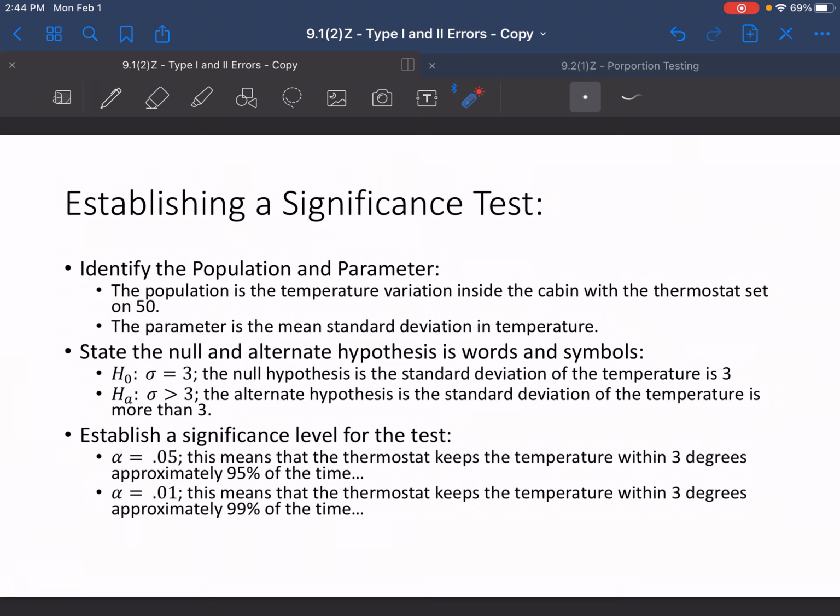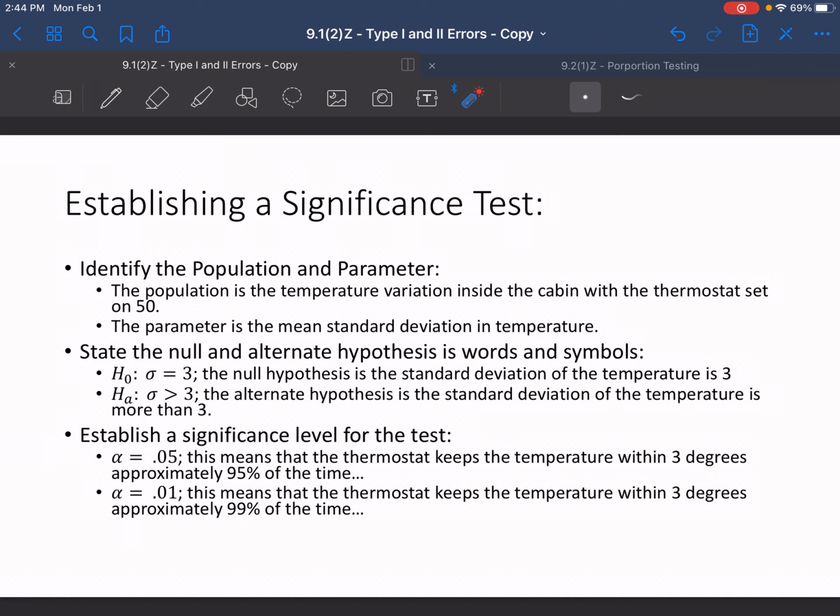If we were to state the null and alternate hypotheses in words and symbols, we would say that our null hypothesis is that the standard deviation in temperature of the house is equal to 3. So the temperature really only varies by about 3 degrees, or exactly 3 degrees. Our alternate hypothesis would mean that they're actually overstating that, or that the standard deviation is actually greater than 3. The temperature varies by more than 3, sorry.